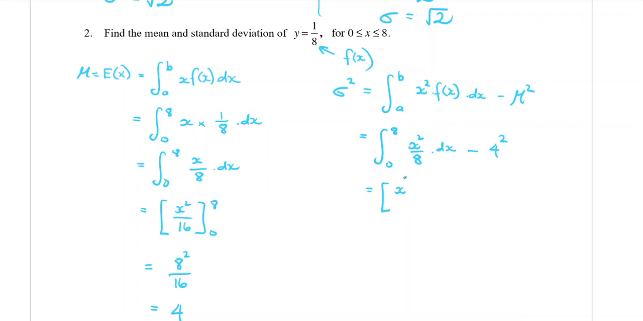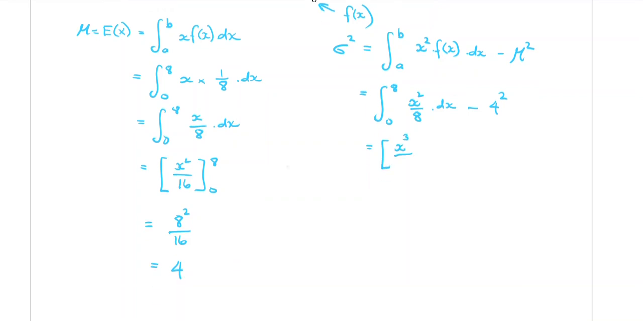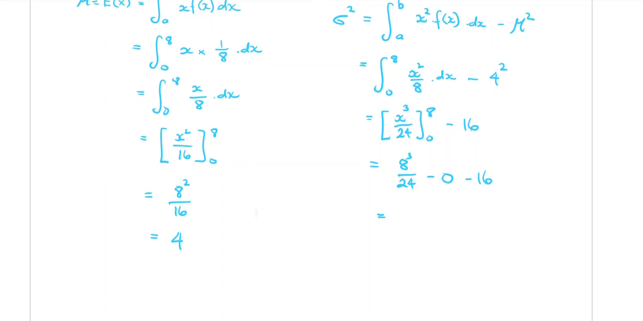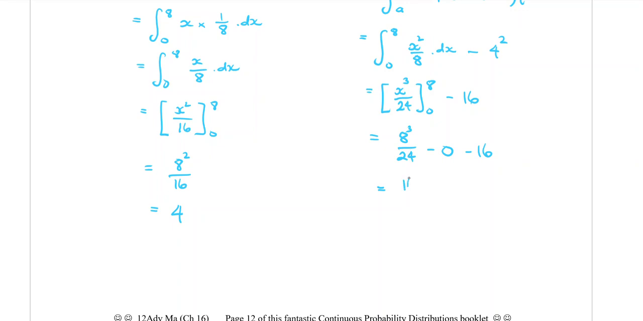Integrating. Add 1 to the power, divide by the power, so 3 times 8 is 24, between 0 and 8, minus 16. And then sub your values in. 8 cubed over 24 minus 0. When I sub that in, it'll just be 0. And then minus the 16. Equals, I believe that is 16 over 3. Do you guys get the same thing?